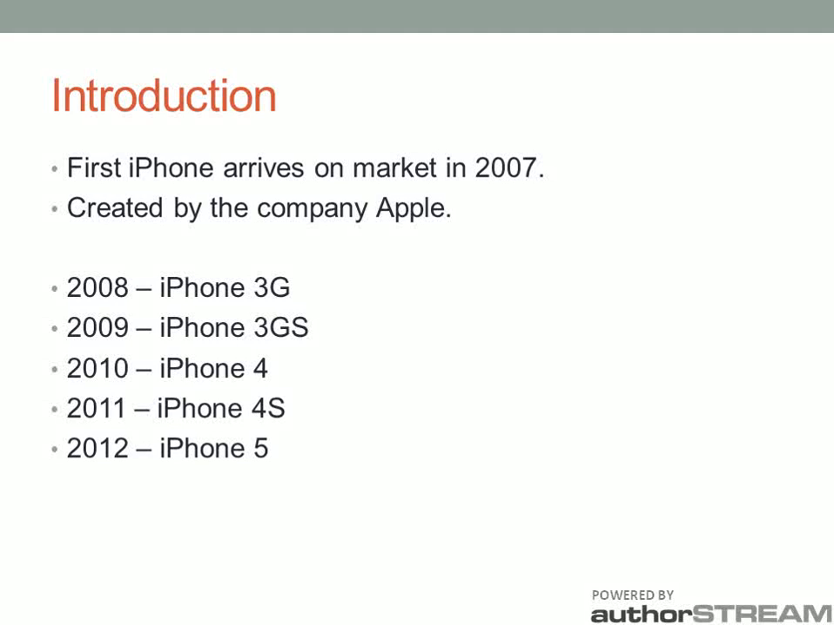The first iPhone arrived on the market in 2007. It was released by the computer industry company Apple, and then that's the year each of the other iPhones followed. So in 2008 you have the 3G, in 2009 the 3GS, in 2010 the 4 and 4S, and then the 5 this year in 2012.